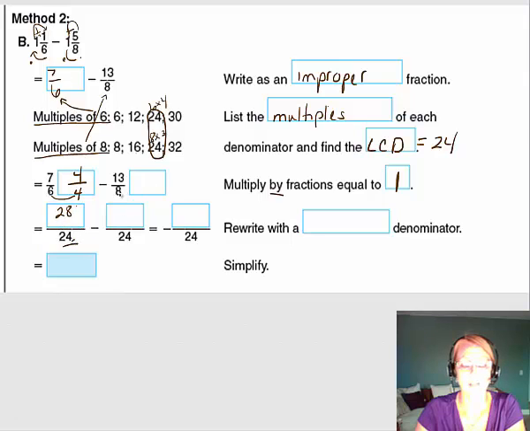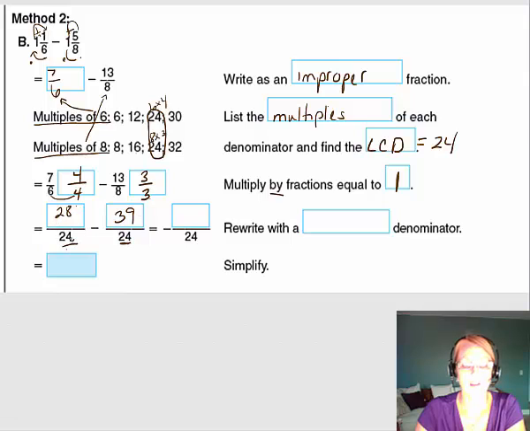Now 8, I'm going to multiply by 3. 8 times 3 is 24. So I'm going to multiply the whole fraction by 3 over 3, which is 1. 13 times 3 is 39. So here I have 28/24 minus 39/24.